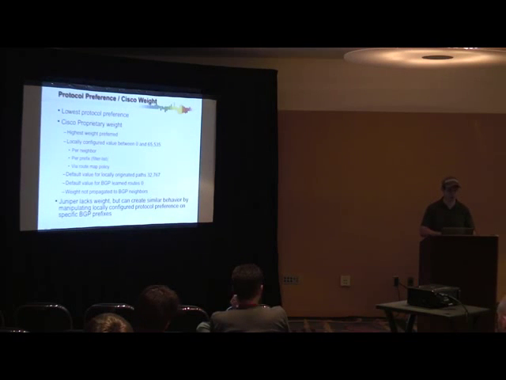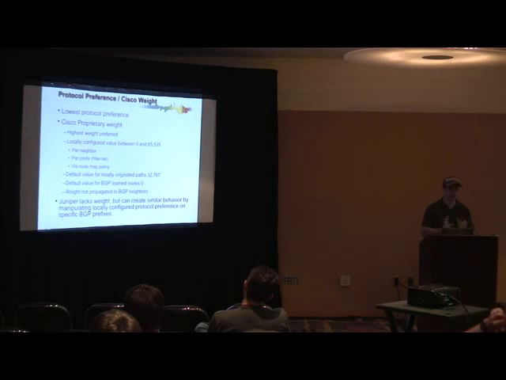So protocol preference and Cisco proprietary weight. The lowest protocol preference wins, and the highest Cisco proprietary weight wins. So Cisco proprietary weight is a value that you can configure locally on the router. It's not part of BGP. It's not advertised to anyone else. The default value is right in the middle at 32,767, and you can manually make it lower, down to 0, or higher up to 65,535. You configure this through policy, either per neighbor, per prefix, via a route map, and weight is not propagated to other BGP routers.